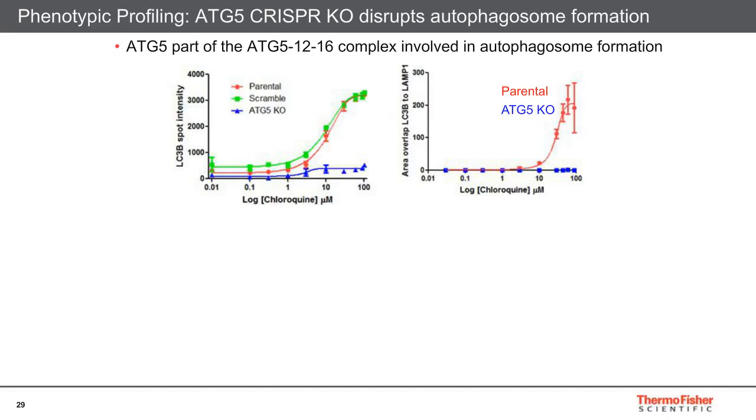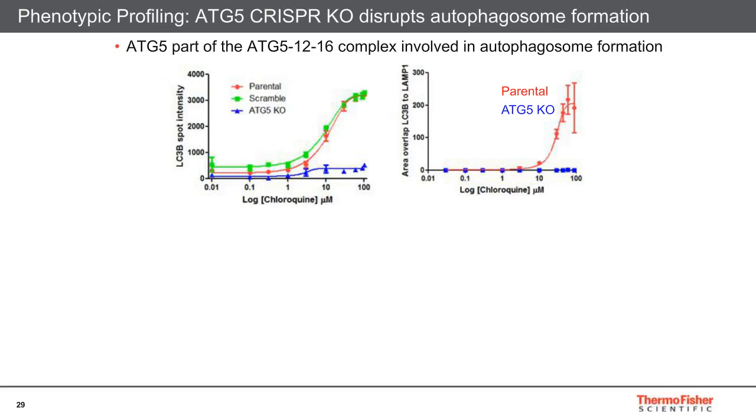As seen in this plot, we are looking at LC3B spot intensity plotted on the y-axis, and with increasing concentration of chloroquine, you can see in parental or the scrambled guide RNA, which is like the non-specific RNA treated cells, good LC3B accumulation in cells as determined by the spot intensity, whereas in the case of the ATG5 knockout, we do not see the increase in LC3B intensity, indicating that LC3B does not aggregate in these cells.